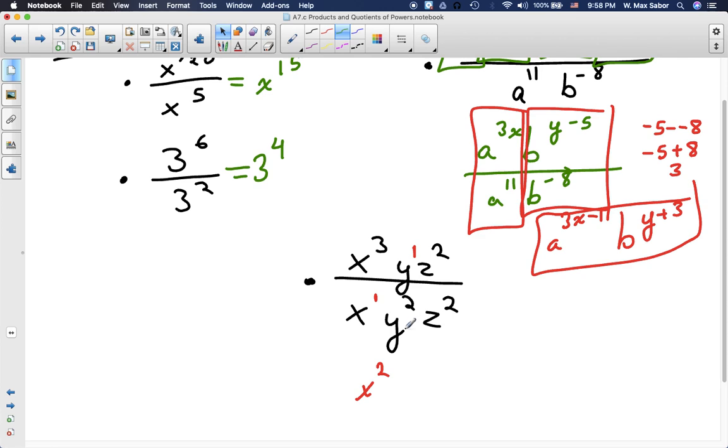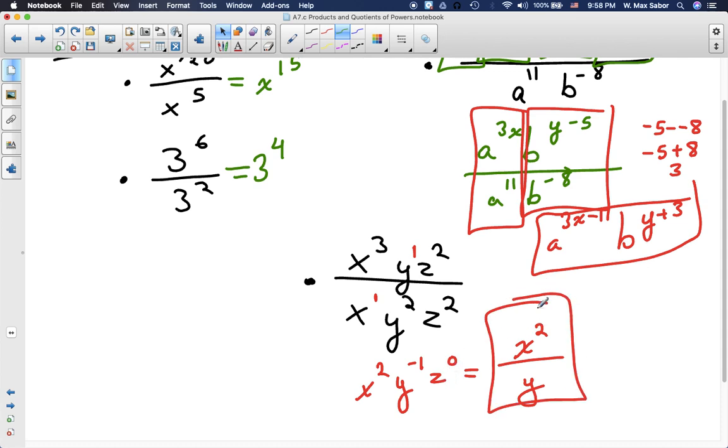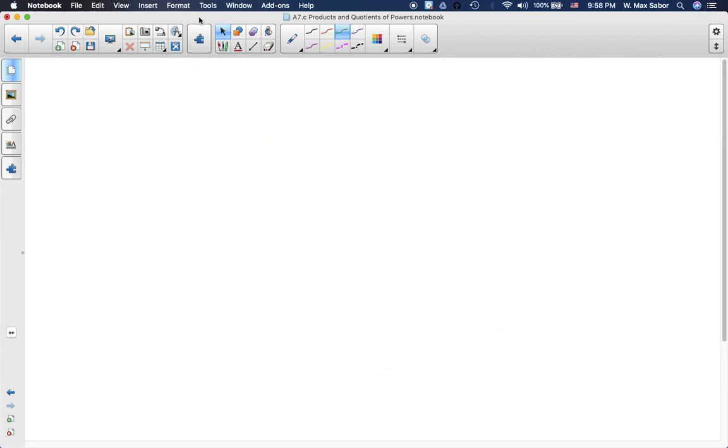y to the first divided by y squared, subtracting those gives you y to the negative first. And z squared divided by z squared is 1, or the same thing as z to the 0th. So this is x squared over y, and z to the 0th is 1. So there's no copies of z in our final answer. All right, that's it. Thank you.